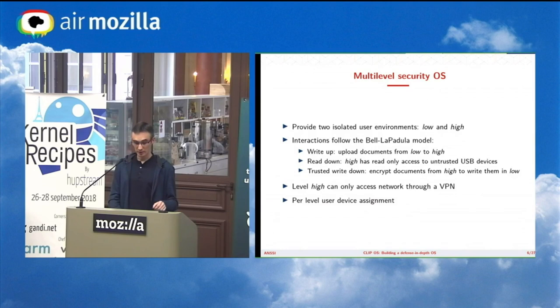The main difference between the high and the low level is that the high level can only access the network through a dedicated VPN. And because it is multi-level, when you want to plug in a device, for example a USB stick, webcam, scanner, and so on, this device is dedicated to one level at a time.